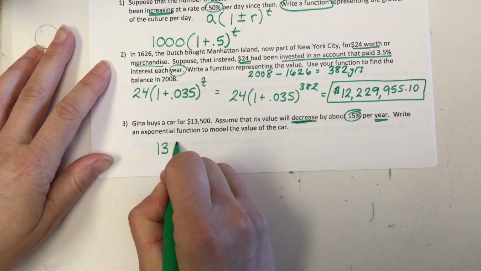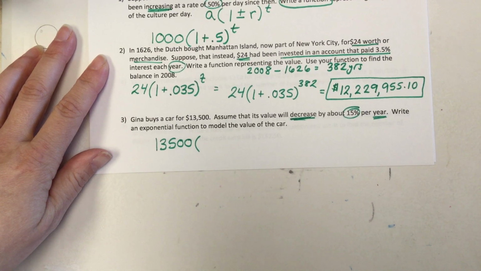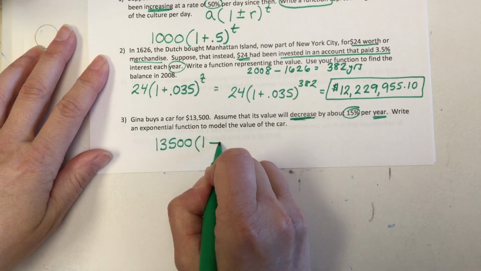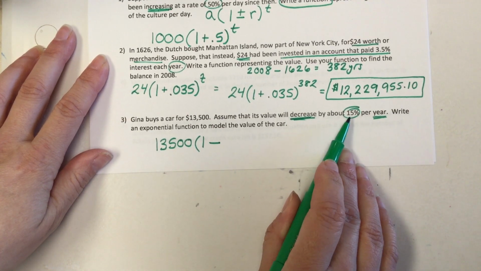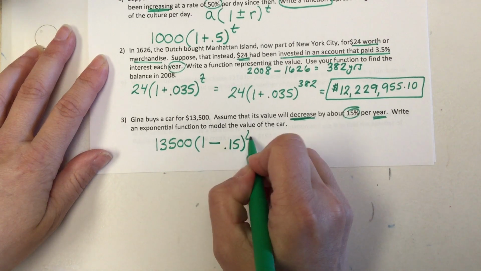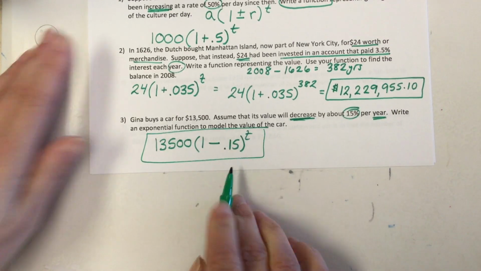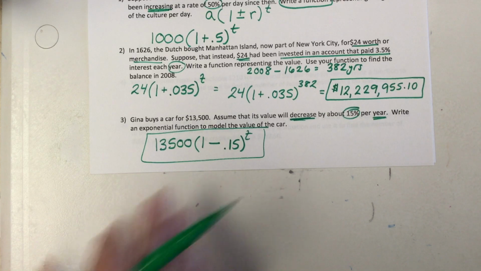So at the beginning, the value was $13,500. That's when Gina bought the car. Then it's 1 minus, the reason it's a minus is because the value is decreasing. It's decreasing at 15%, so 0.15, to the power of t, and t represents years. So guys, that's everything that you need to know for 7.1.